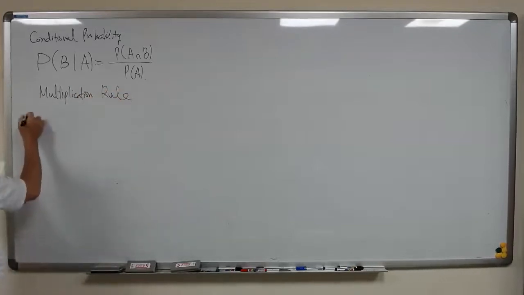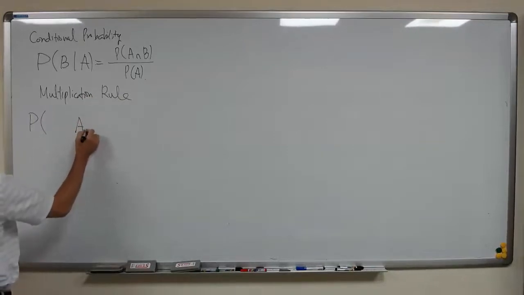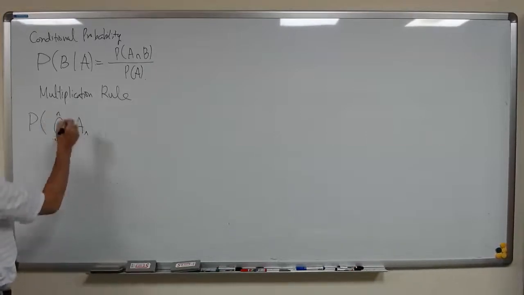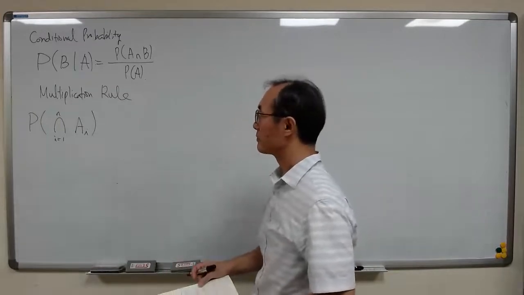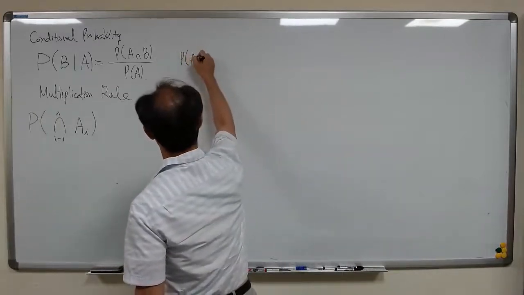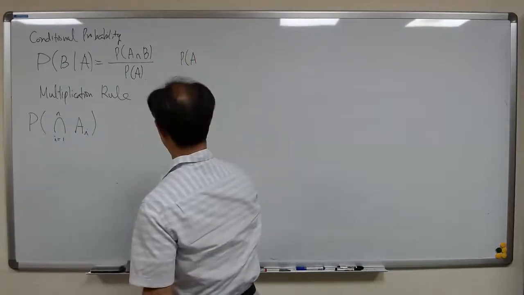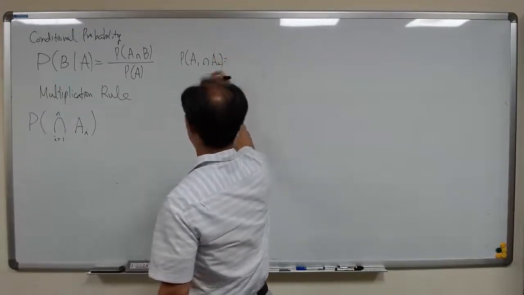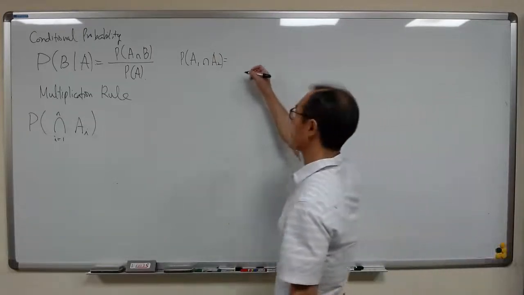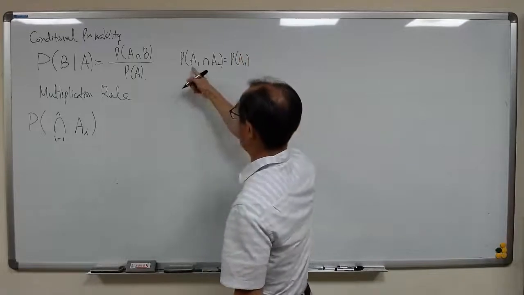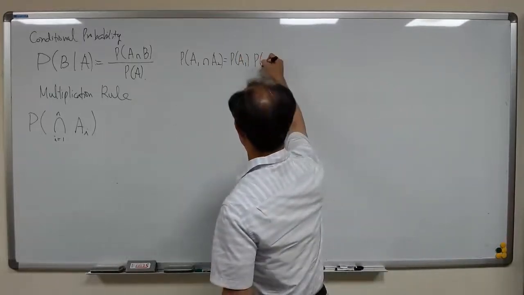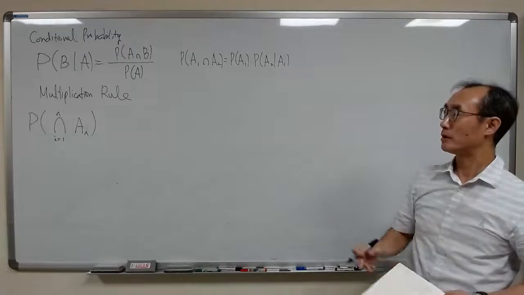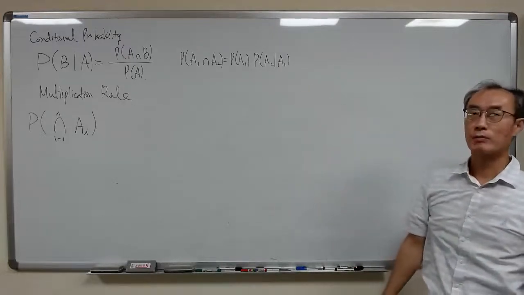The multiplication rule computes the probability of the intersection of finitely many events. So it goes from 1 to n. We're going to take the intersection of all of these. If you convert this into the intersection of two events, for example, A1 and A2, the probability of the intersection of two events can be written as P of A1, the probability of the first event, and the probability of the second, A2, given the first event. Okay, this is another way to write down the definition of conditional probability.